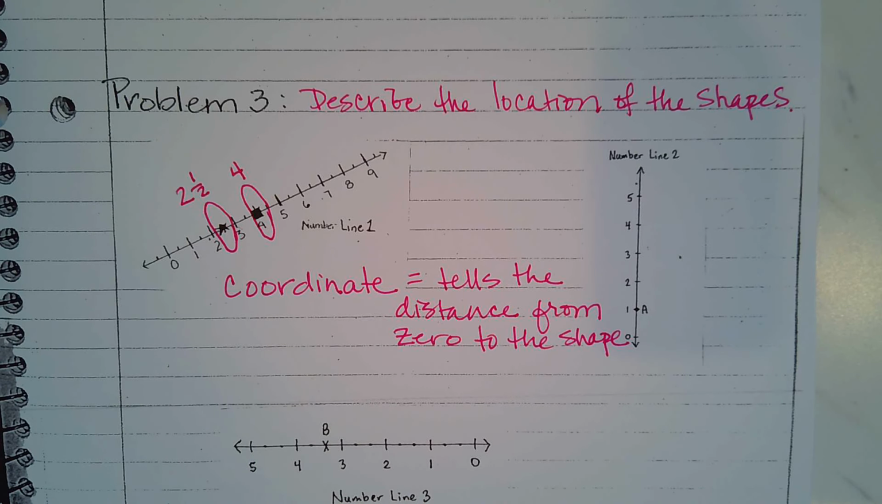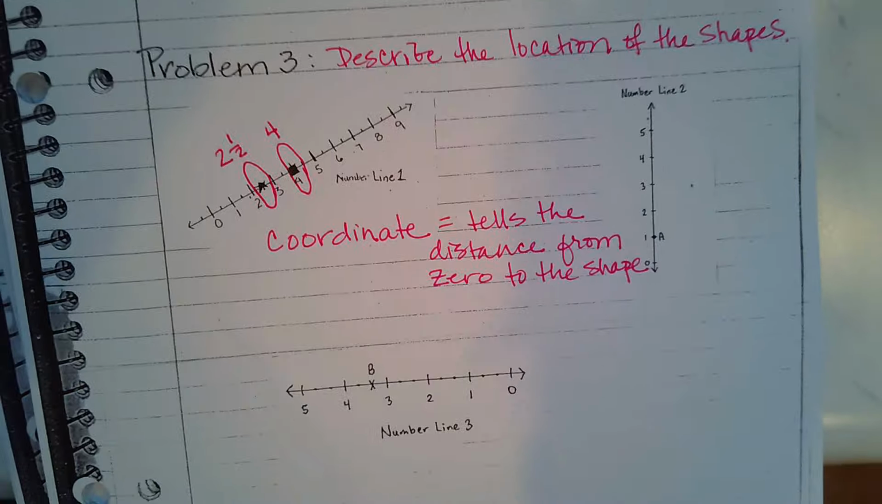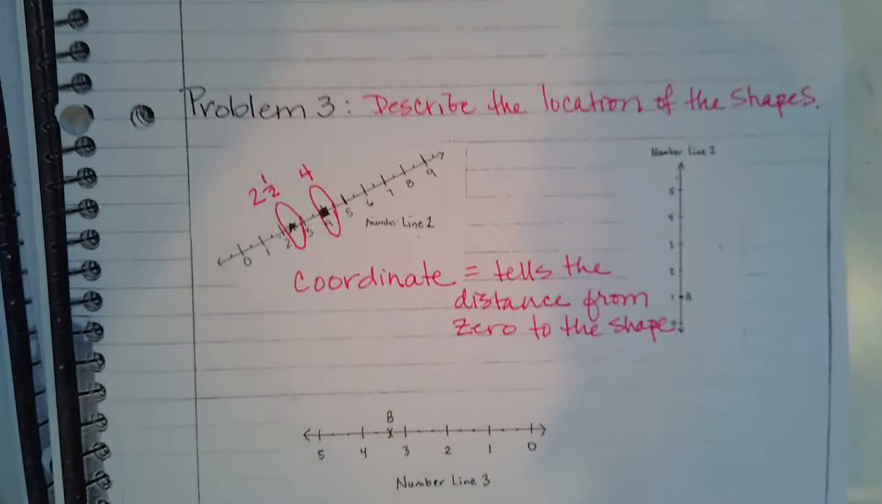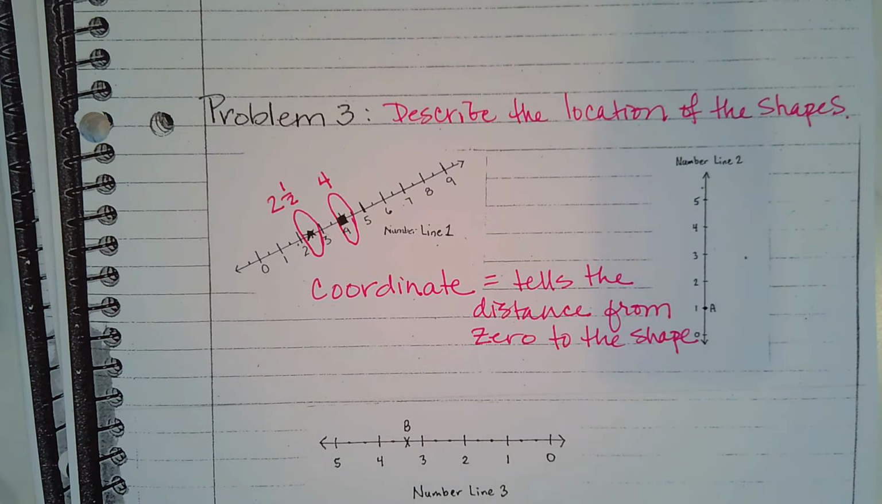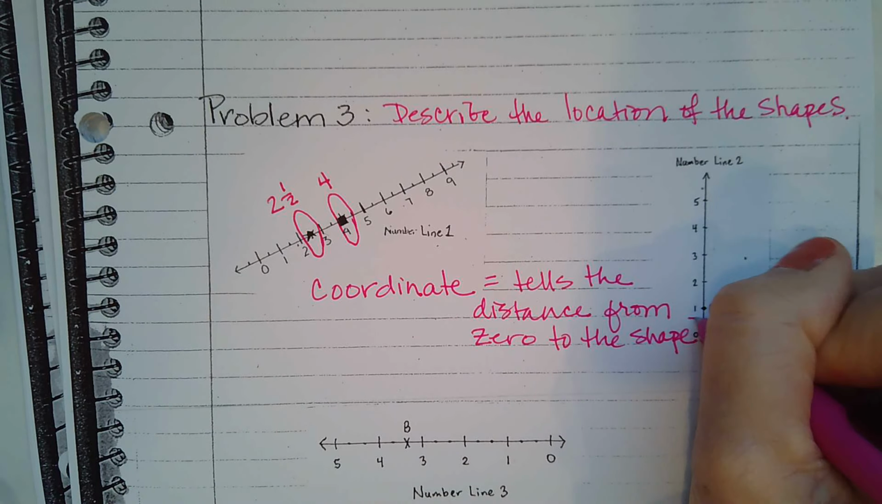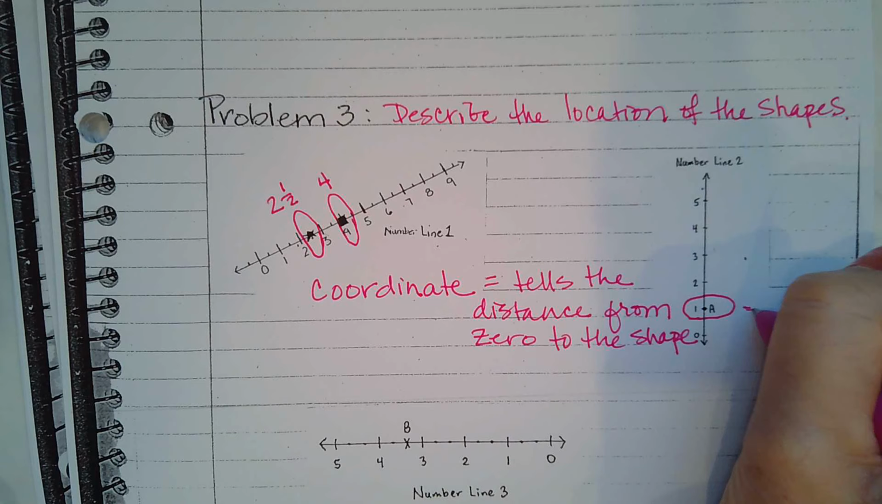Now, on number line 2 and number line 3, a point has been plotted on each of these number lines. What is the coordinate of point A on number line 2? Then, what is the coordinate of point B on line 3? Circle it and write it down.